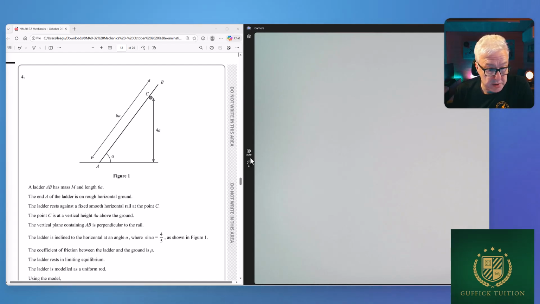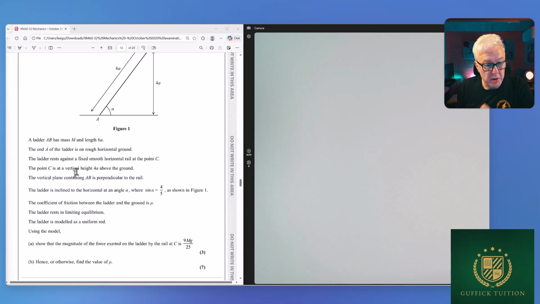Oh, that's a little bit different. The vertical plane containing AB is perpendicular to the rail. The ladder is inclined to the horizontal at the angle of alpha, where sine alpha equals 4/5 as shown. The coefficient of friction between the ladder and the ground is mu. The ladder rests in limiting equilibrium. The ladder is modelled as a uniform rod.